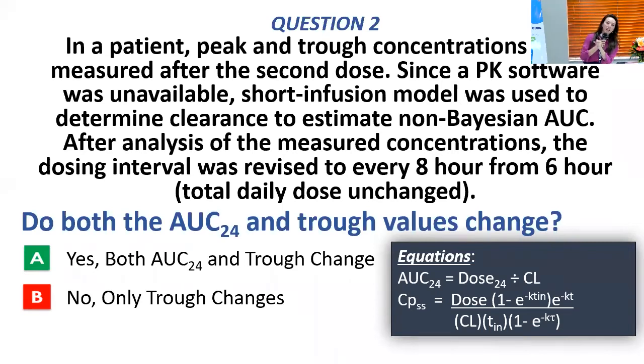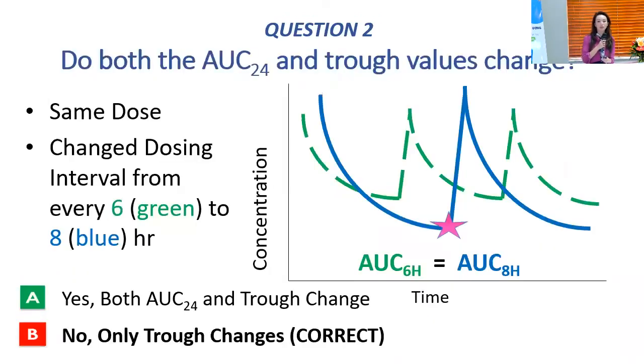So does both the AUC and the trough value change? Those are the formulas that are used. This AUC is just dose over clearance, and this is the short infusion model. The answer is only the trough changes. If you're looking for exposure over a day, if the dose did not change, then the AUC is not going to change. This is a very important concept. But if you change the dosing interval, if you give it a longer time to decay, it's going to be a lower trough. So you're going to see changes in trough. And this is exactly why we switched over to AUC, because it's more consistent from day to day.